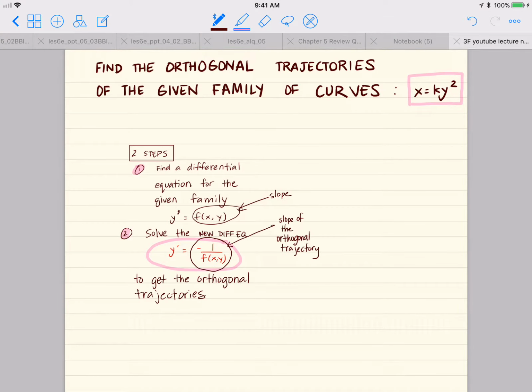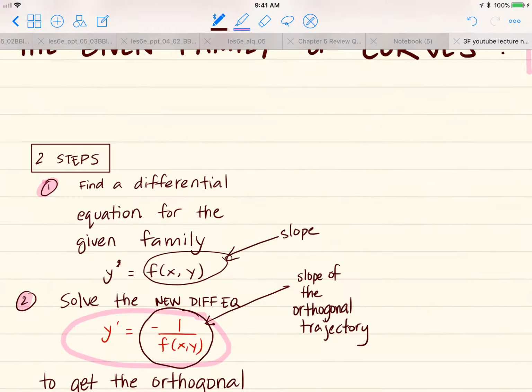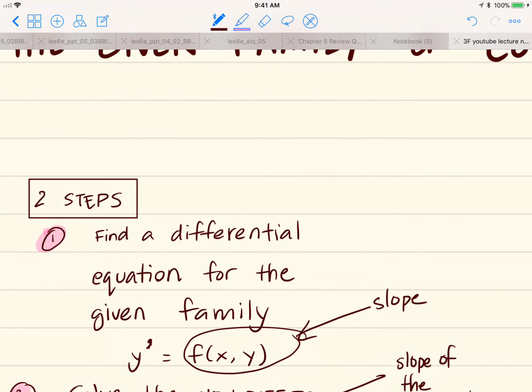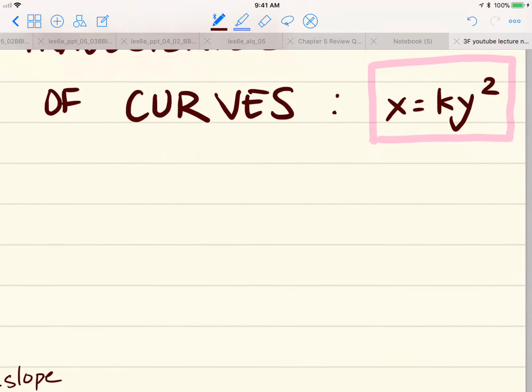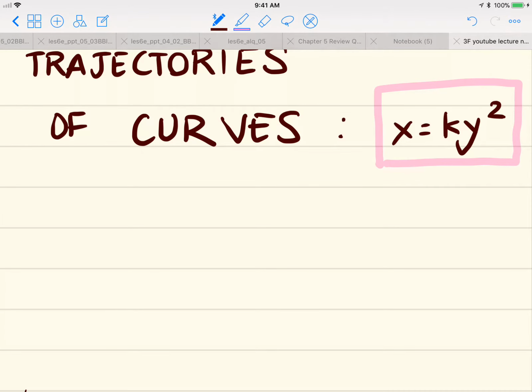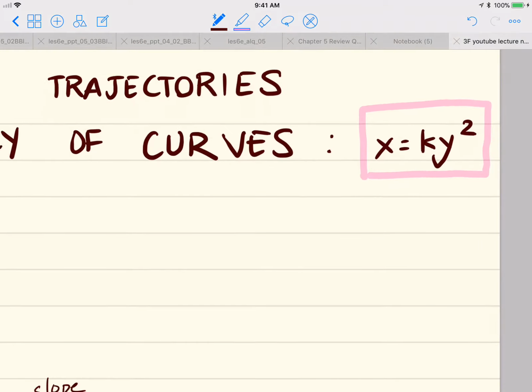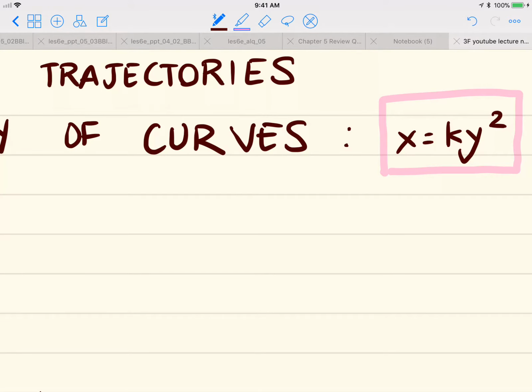Okay, so let's go ahead and do step 1, which is to find a differential equation for the given family. So I've got to find a differential equation for this family of parabolas. Now, how do I find a differential equation? I'm just going to start by taking derivatives. So if I start off with x equals k times y squared, now remember, k is a parameter, so k can be any value. And I'm just going to take the derivative with respect to x of both sides.